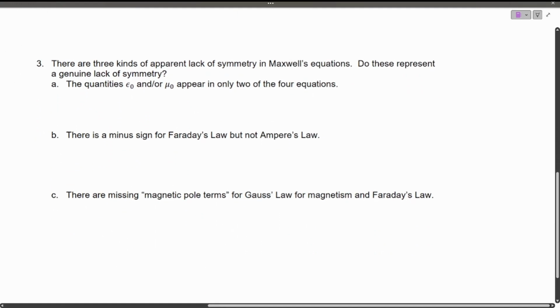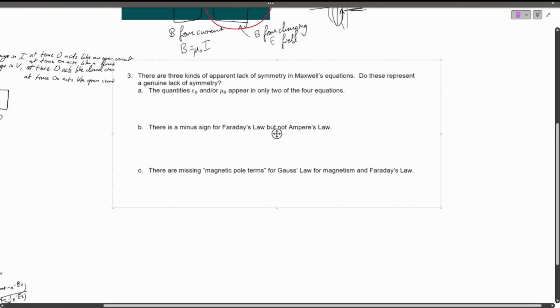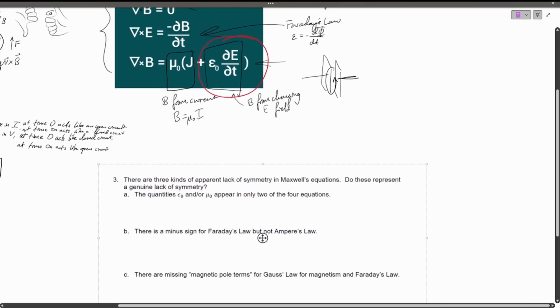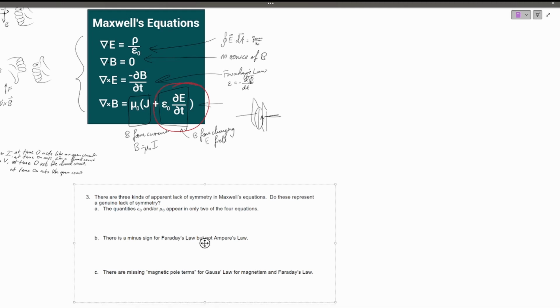Three kinds of apparent lack of symmetry in Maxwell's equations. First one says quantities epsilon naught, mu naught only appear in two of the four equations. So I guess there's no epsilon naught or mu naught in this second equation here, but there totally could be one there, but it's next to a 0, so no one cares.